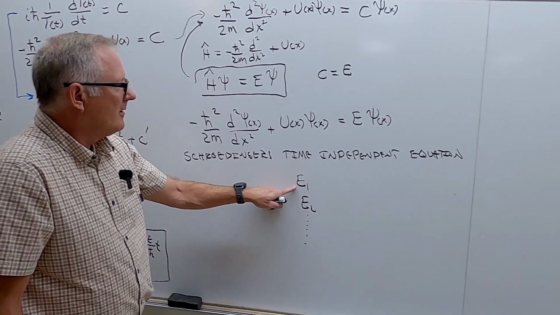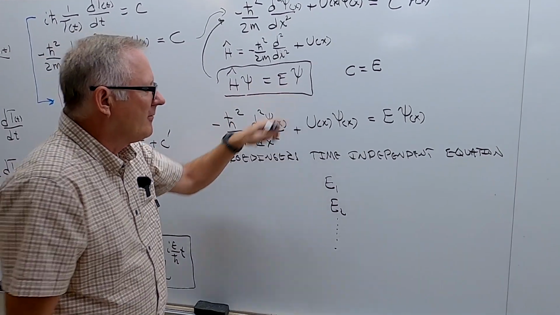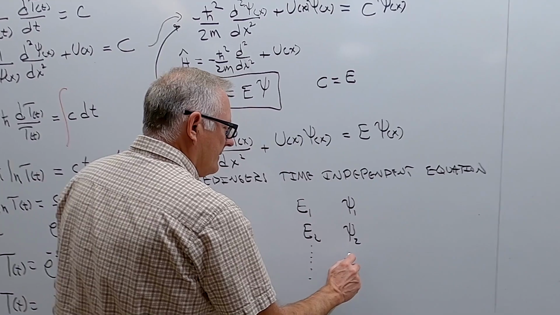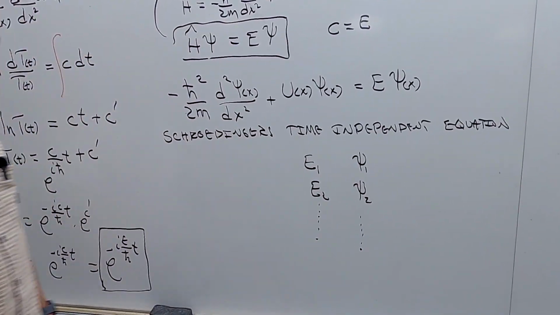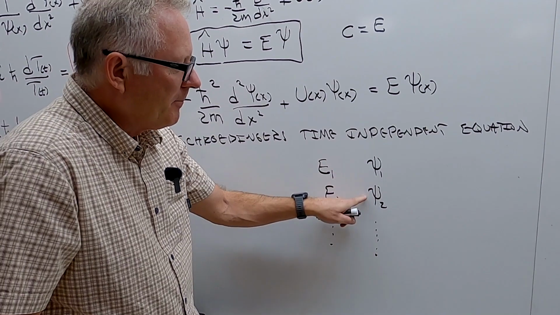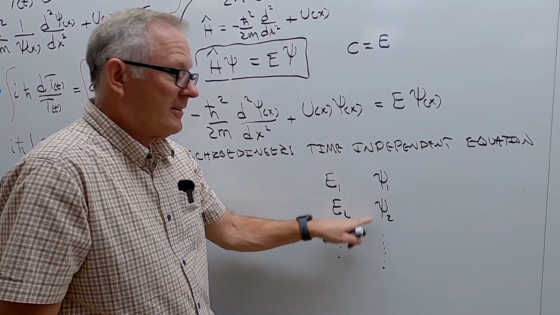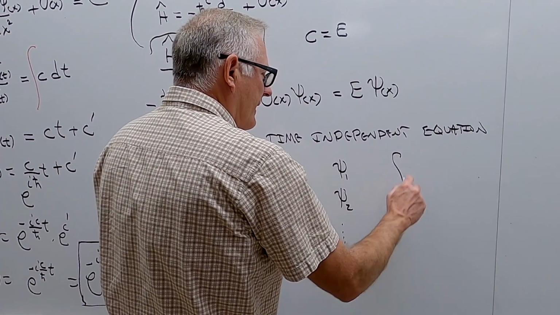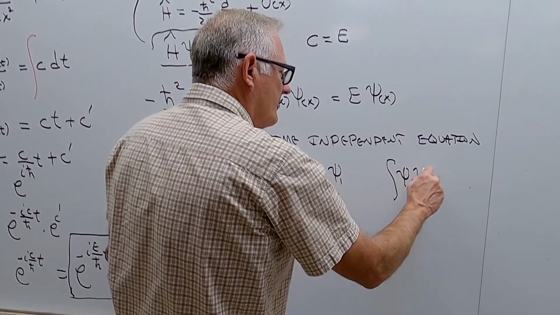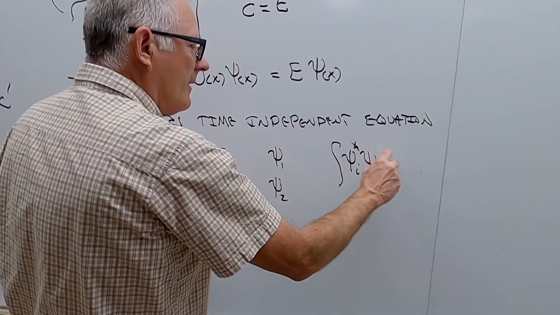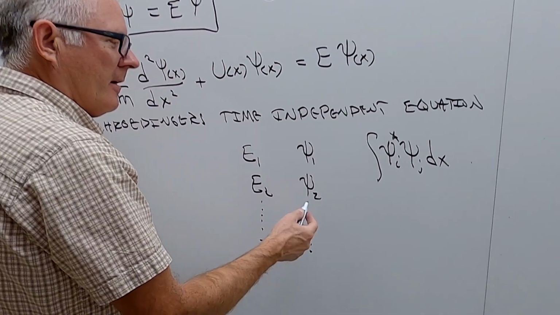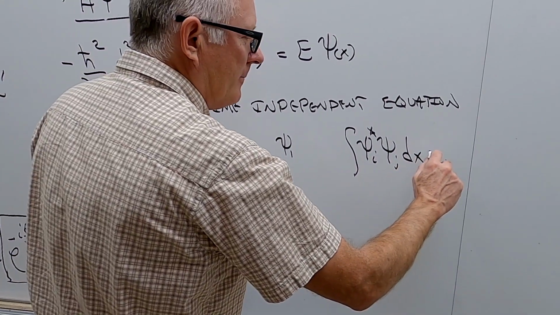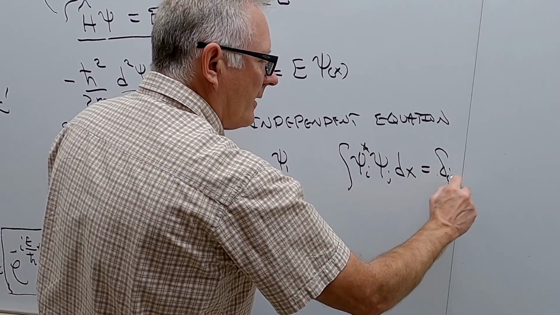And for each eigenvalue, we get an eigenfunction, which is psi1. We get a psi2, psi3, dot dot dot, all the way down. And these will be our basis states. I can't call them vectors anymore. They're all going to be orthonormal. That is, if I integrate psi i star psi j dx, I'm going to get 0 when they're different and 1 when they're the same. So that's again that Kronecker delta.